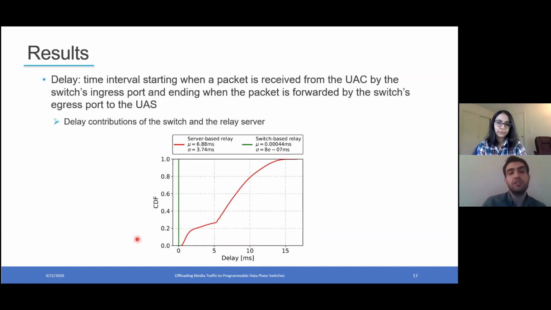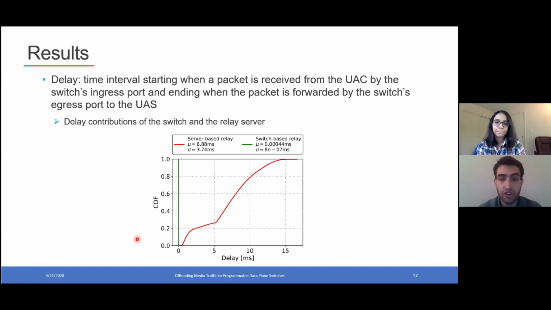To evaluate the results, we computed the quality of service metrics that are frequently computed when we evaluate media and voice over IP in general. So the first one is the delay, and the delay is the time interval starting when a packet is received from the UAC to the ingress port of the switch and ending when it's forwarded from the egress to the UAS. So by doing this, we were able to find the delay contribution of the switch and the relay server.